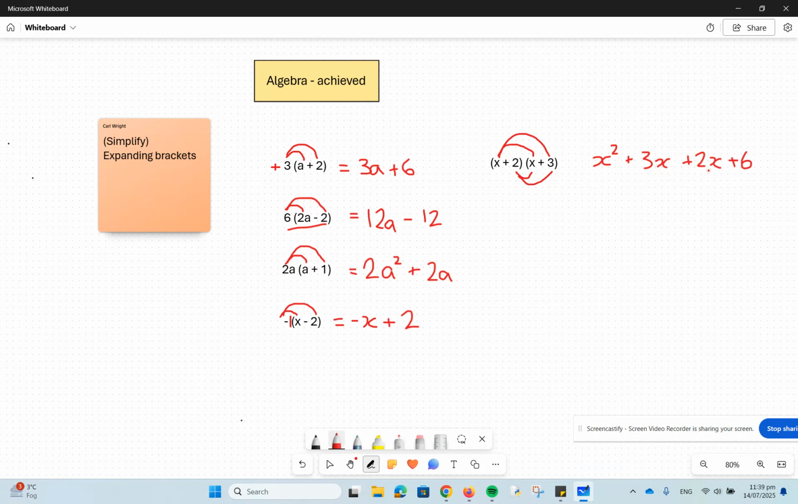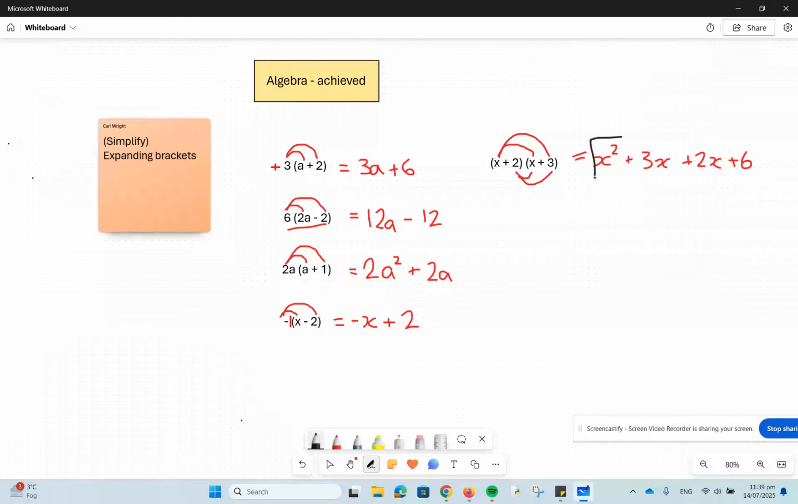Right, now is that our final answer? Okay, we've got rid of both brackets, but it's not our final answer because this is the same as adding or subtracting like terms. Because what are we doing? We've got terms here. How many terms? Let's check how many terms.